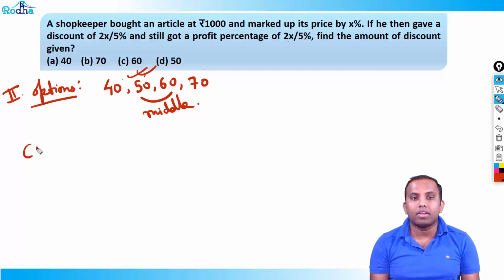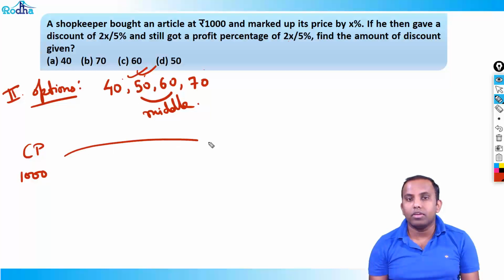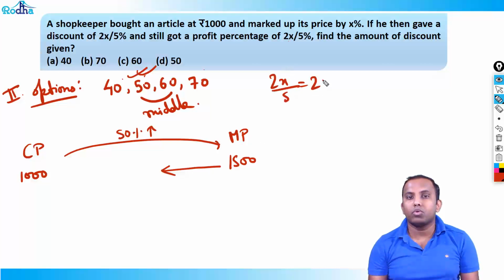CP is 1,000. Quickly you can check with x equal to 50. What is the marked price then? 50% above the cost price, if x is 50, that is 1,500. Now the discount of 2x by 5. What is 2x by 5? That is 2 into 50 by 5, which is 20%.